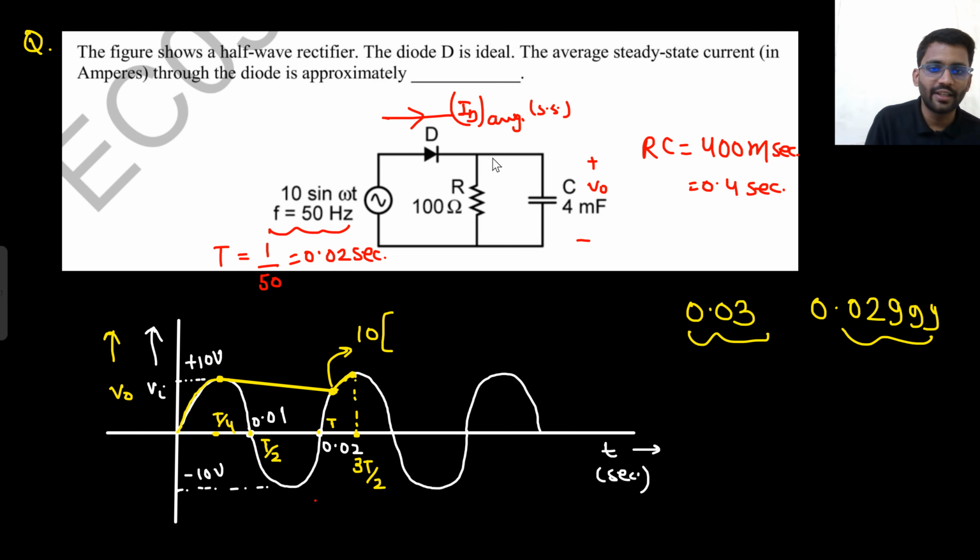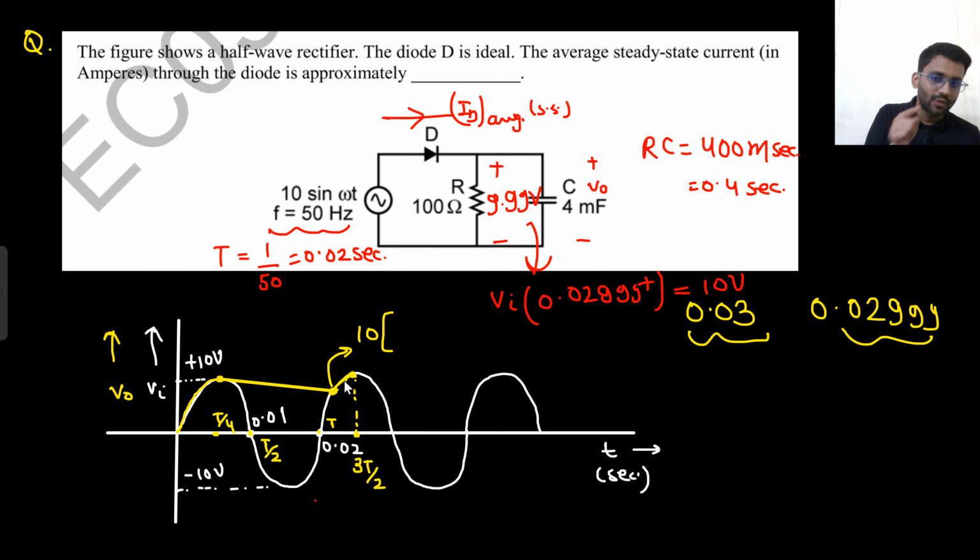Let's assume your output decreases to 9.991 volt, and at 0.02999 plus, the input voltage is 10 volt. So after that point, here you are having 10 volt, again the diode will turn on. That means again it will follow the input. But to show you in the waveform I have given some space. Are you getting this point?